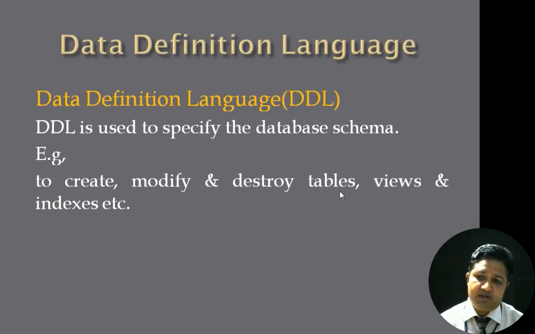So what is a table? A table consists of rows and columns, and we store the data in tables in databases. Views are virtual tables, which access data stored in a table. And indexes are used to arrange the contents of a column of a table in ascending or descending order. So data definition language will work on tables, views, and indexes in terms of how to create them, how to modify them, or how to destroy or delete them.